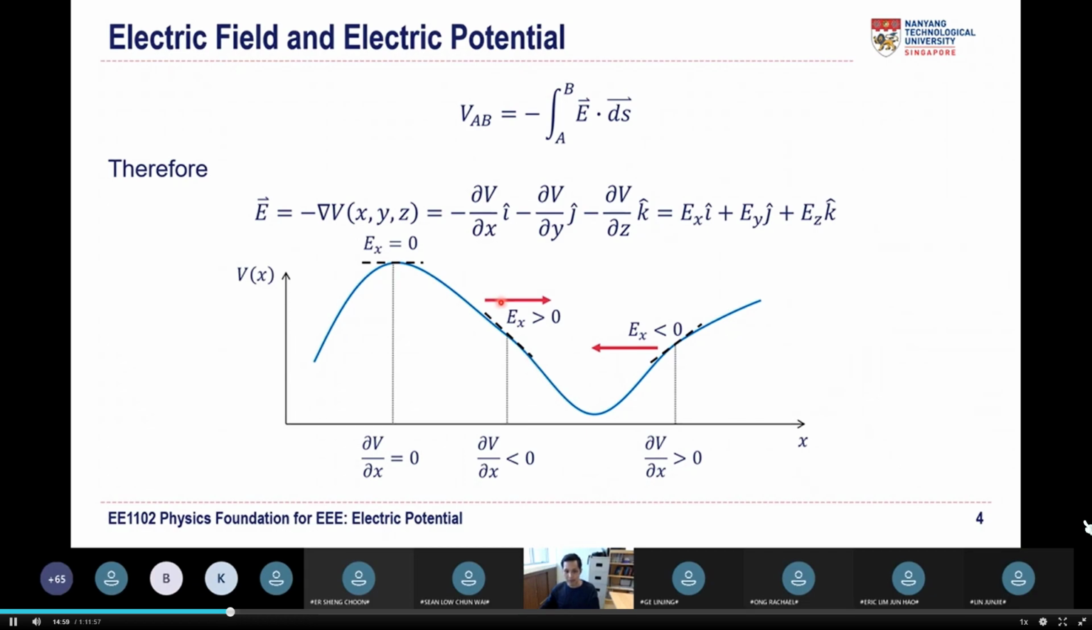And that means the electric field at this point is pointing towards the positive x direction. Whereas in this case, the electric field is now pointing towards the negative x direction. And so from the function of the electric potential V as a function of x, you can easily calculate the electric field.